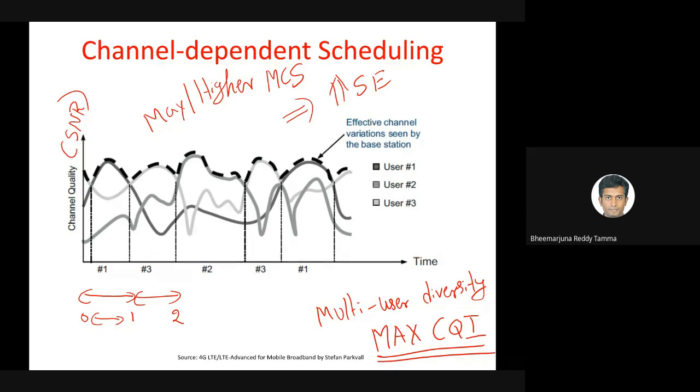So okay, understood. Let me continue and talk about some of the classical scheduling algorithms and whether they have these properties or not. But this is what is expected by most of the scheduling algorithms, because by this you're improving the spectral efficiency, if that is the one metric you wanted to improve.